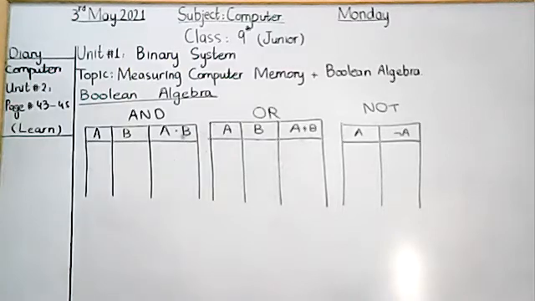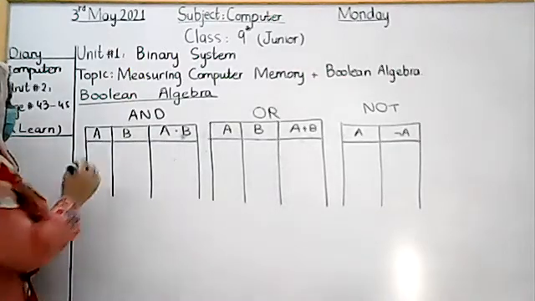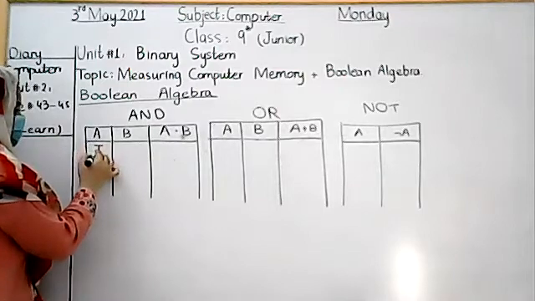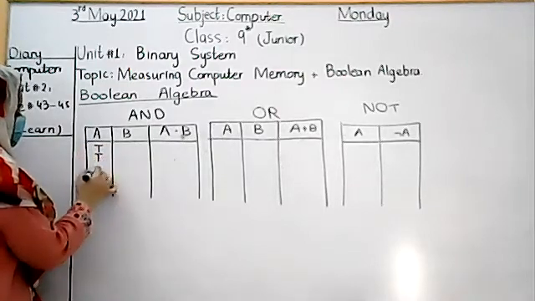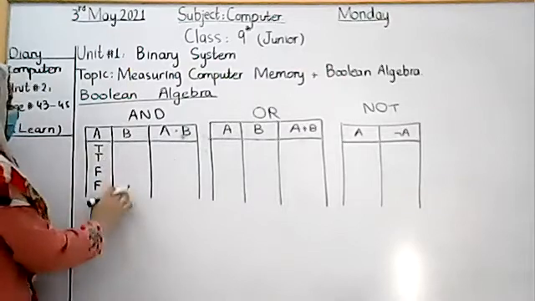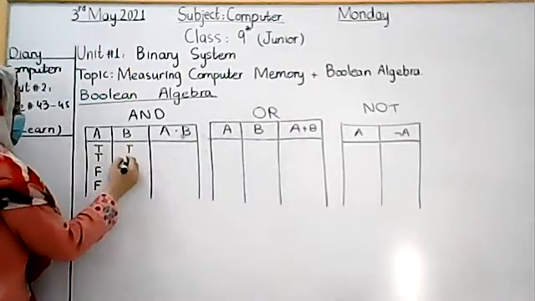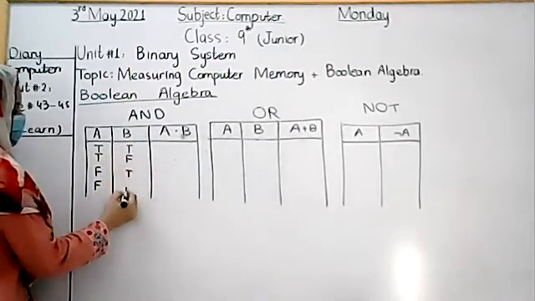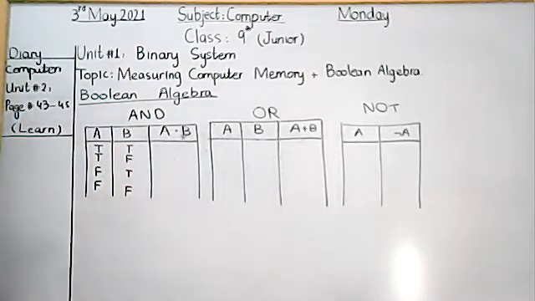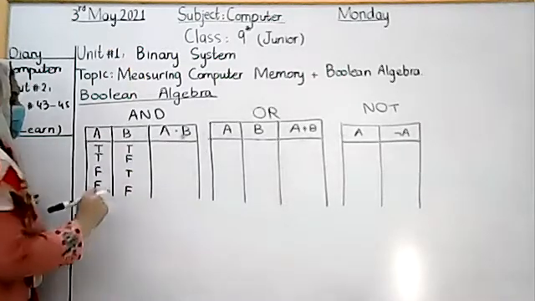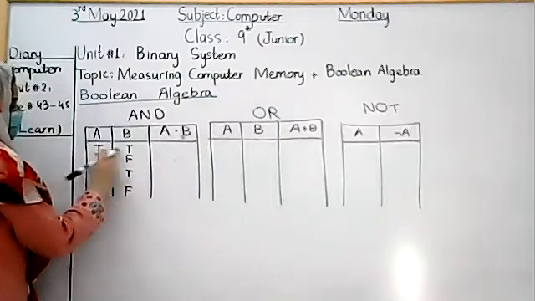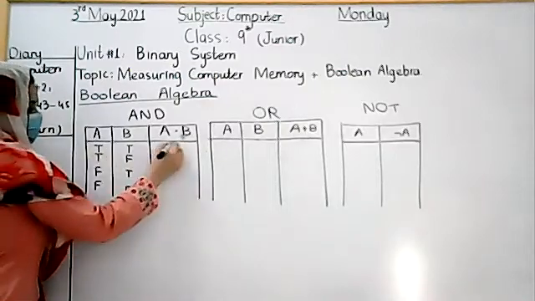Okay, now we will see how we can create the table with the truth values as well. So we will start from A, and first of all, I will go for 2 truth values and 2 false values. And in the B column, I will go one by one: true, false, true, false. Now we will see how we can create the truth values table. So the AND operator will always give the result true if both of them are true.